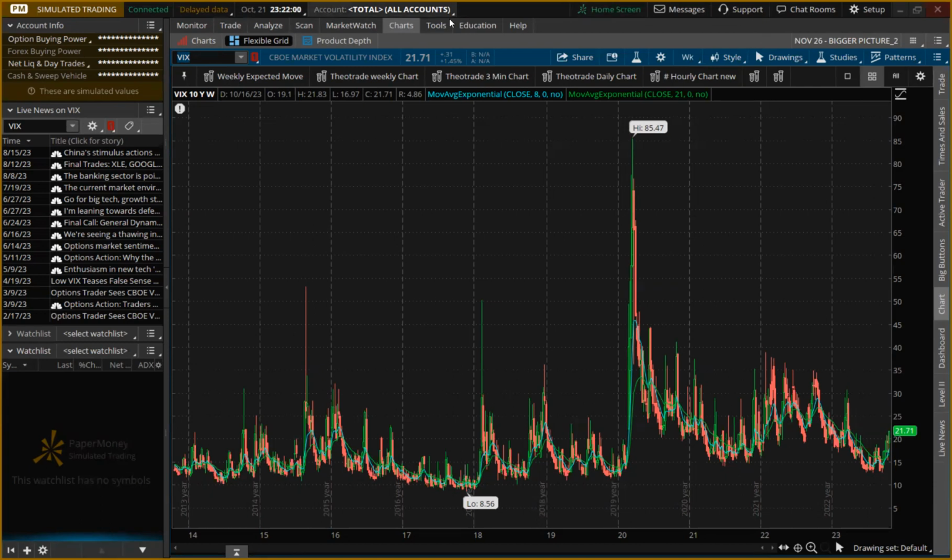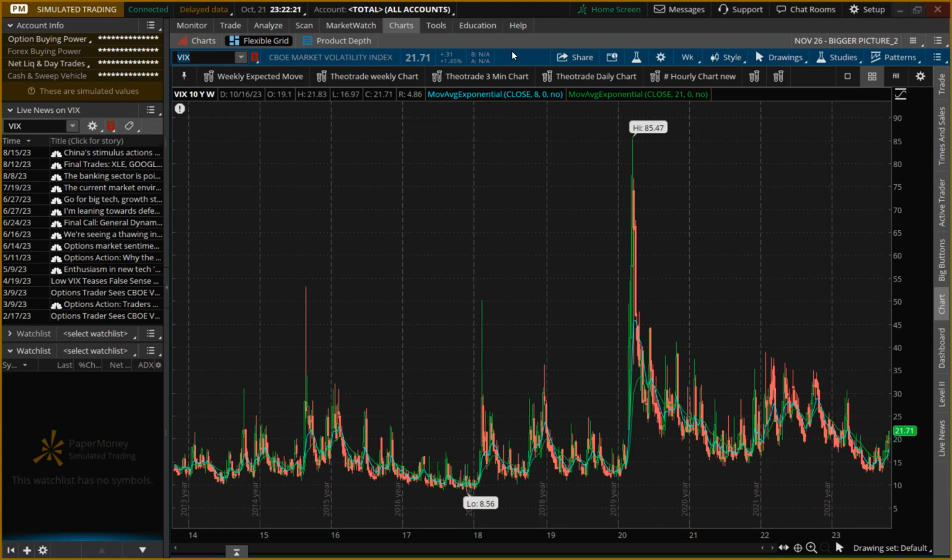So if you see, I am on the Thinkorswim platform right now, and I'm typing VIX. Now, if you see, the name is CBOE Market Volatility Index. CBOE stands for Chicago Board Options Exchange. So this index is traded on the Chicago Exchange, and it is called the Volatility Index, right?